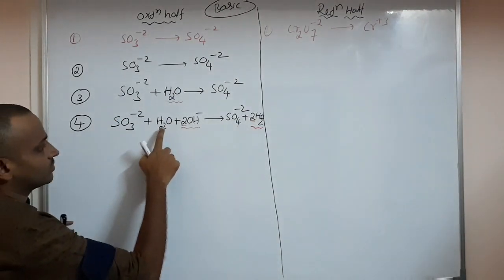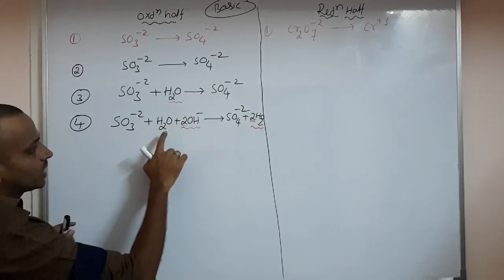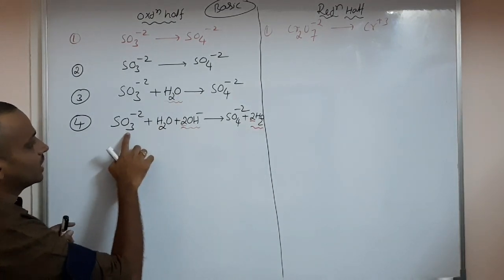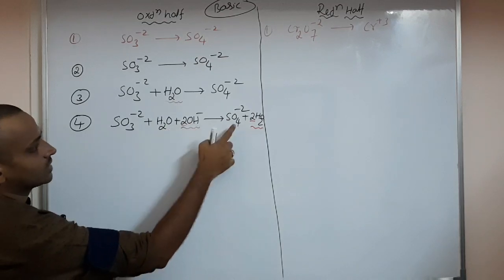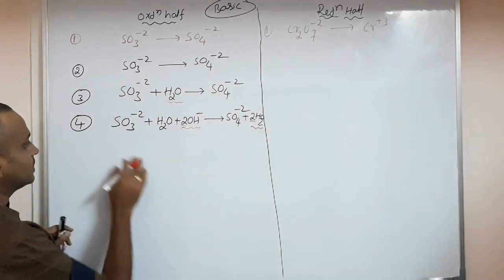You can check: 4 hydrogens, and 2 twos are 4 hydrogens. Oxygens also you can check. See here 3, 4, 5, 6. 4 and 2, 6. So oxygens also got balanced.